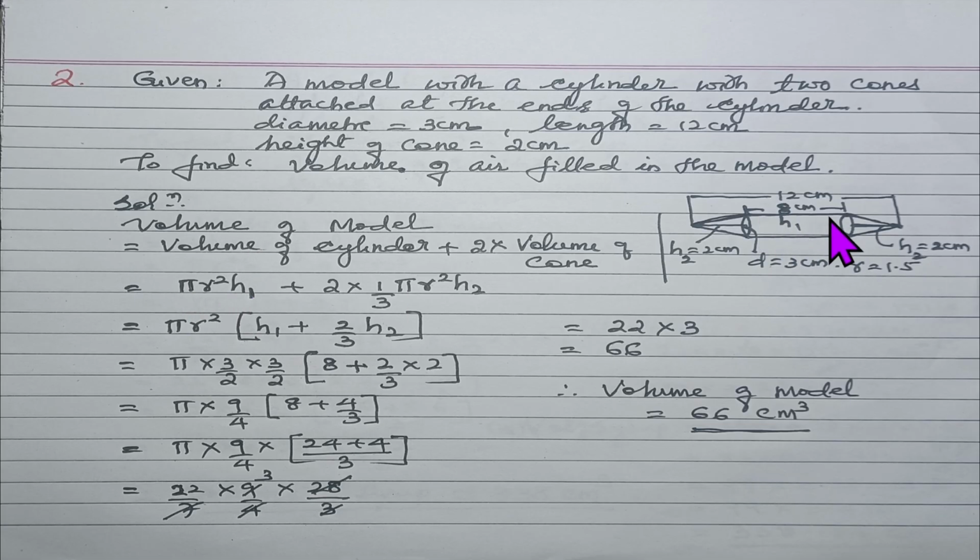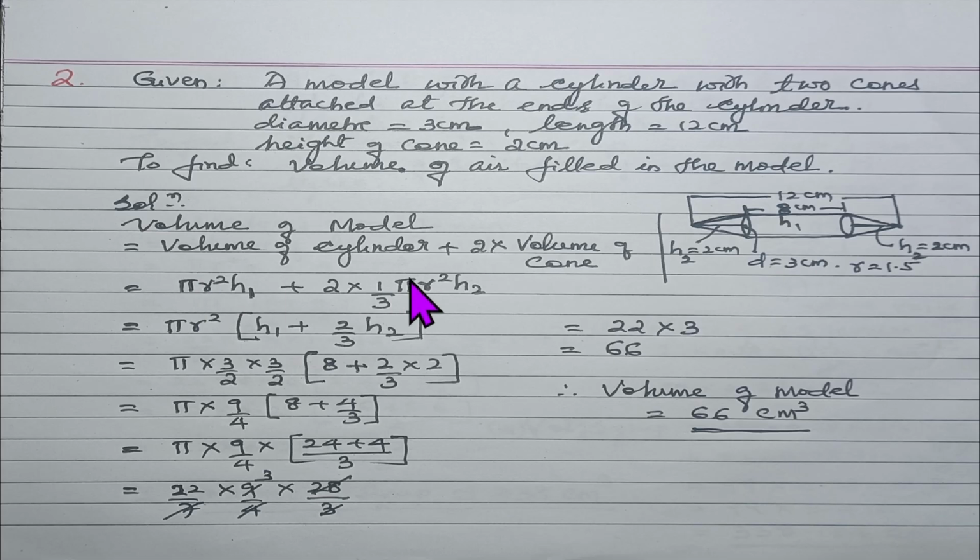Now what is h1? h1 is the height of the cylinder here, and to find h1 we have to subtract 2 centimeters on the left and 2 centimeters on the right from 12 centimeters, that is 12 minus 4, which is 8 centimeters. Therefore h1 is 8 centimeters, and pi r square h1 is the volume of the cylinder. The volume of the cone will be 1 by 3 pi r square h2, where h2 is 2 centimeters here.